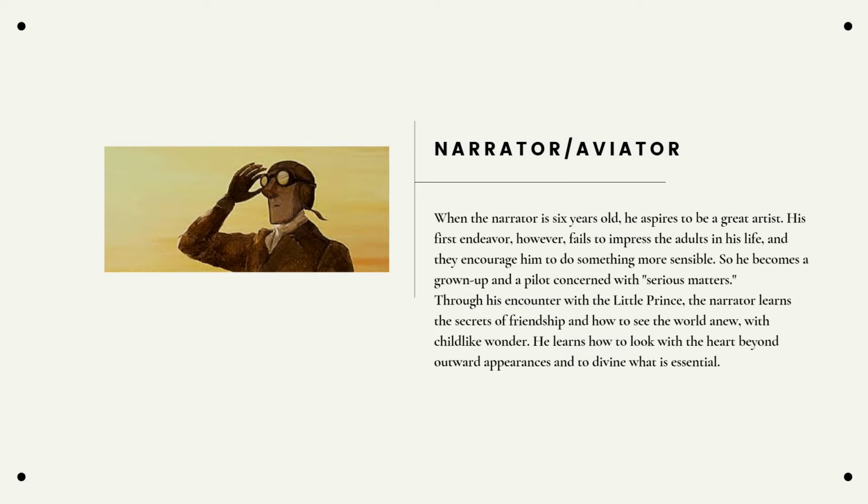When the narrator is 6 years old, he aspires to be a great artist. His first endeavor, however, fails to impress the adults in his life, and they encourage him to do something more sensible. So he becomes a grown-up and a pilot concerned with serious matters. Through his encounter with the little prince, the narrator learns the secrets of friendship and how to see the world anew. With childlike wonder, he learns how to look with the heart beyond outward appearances and to divine what is essential.